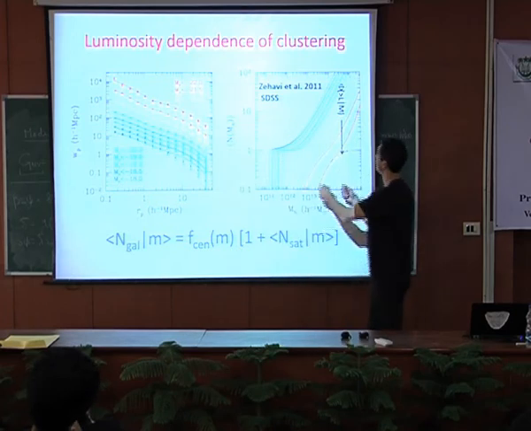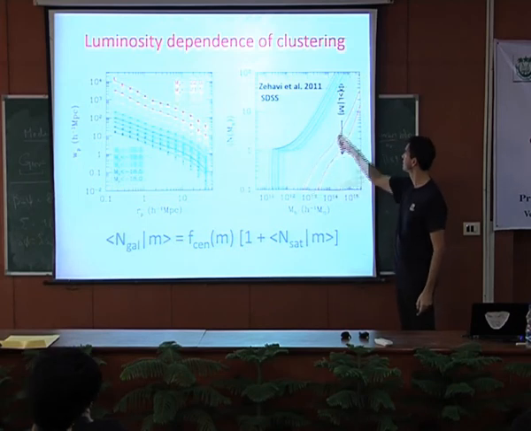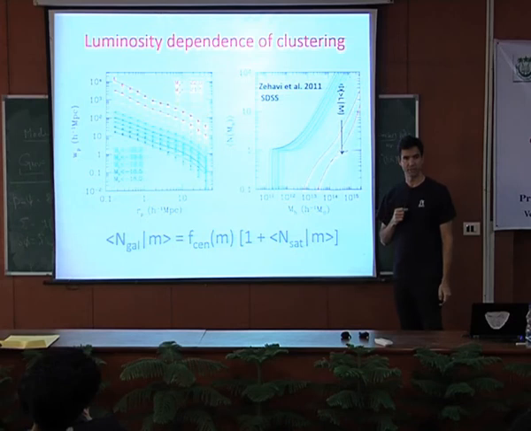Now I play with all the different ways. I can choose the number of galaxies as a function of halo mass, and this choice makes that orange curve, which provides a good description. So you do this for each bin in luminosity.